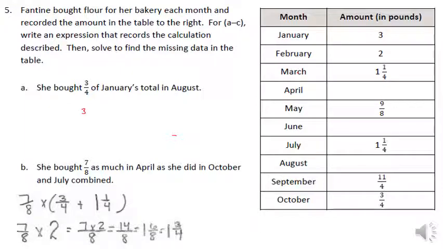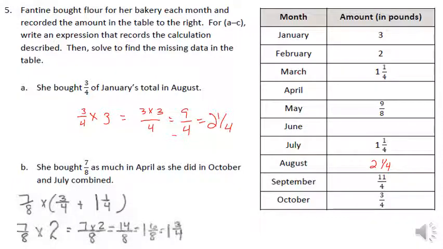So she bought 3/4 of January's total. So I know this is 3/4 times total in August. If I come up here in January, it's 3. So it says she bought 3/4 of January's total in August. So 3/4 of 3, which is going to equal 3 times 3 over 4, which equals 9/4, which equals 2. 2 times 4 is 8. That means it's 1 left over. So 2 1/4.